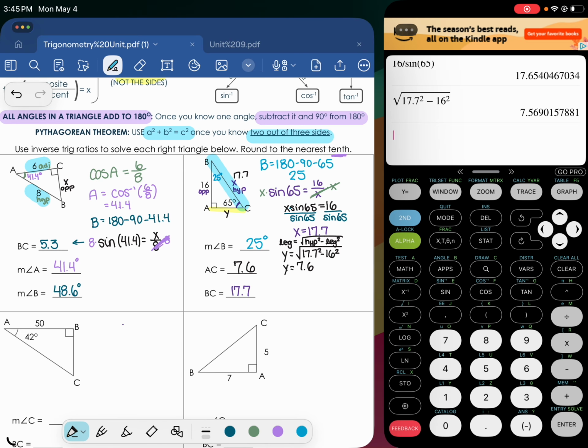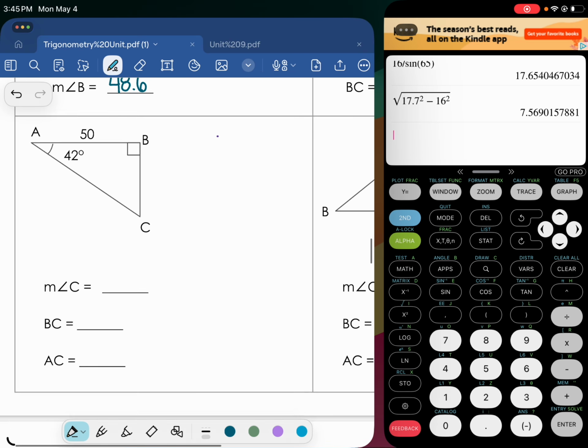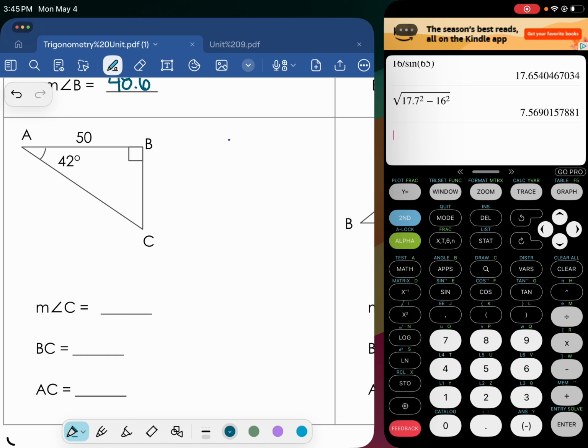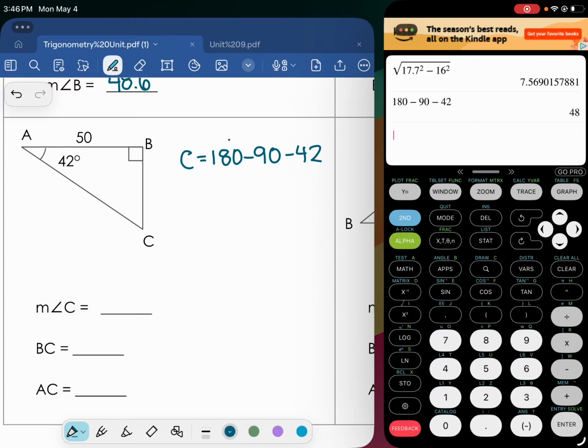On the last two, there shouldn't be anything brand new. This is just more practice or another example. I know my angle A is 42 on this one, so I'm going to say that angle C is 180 minus 90 minus 42. Again, that 90 is because B is 90 since it has the right angle. So 180 minus 90 minus 42, that's 48. So angle C is 48 degrees.